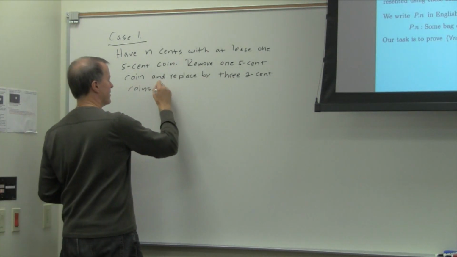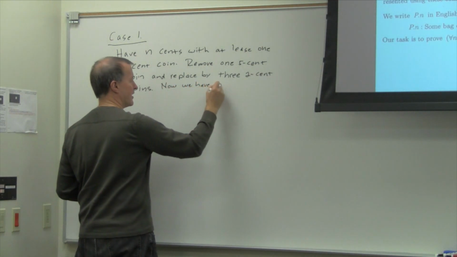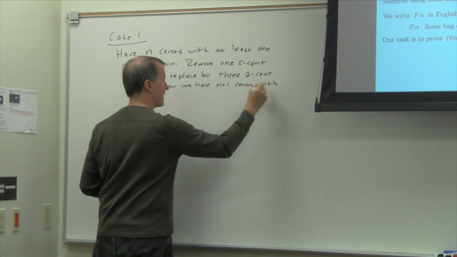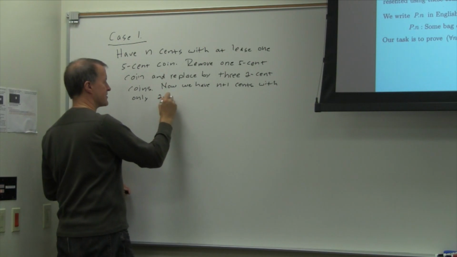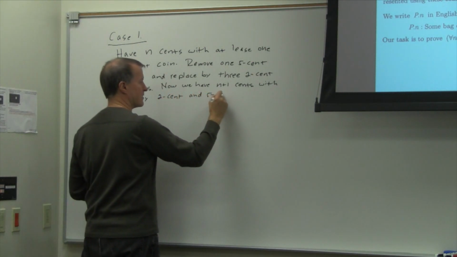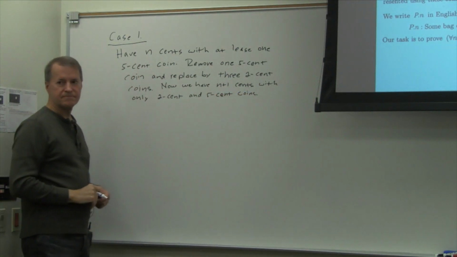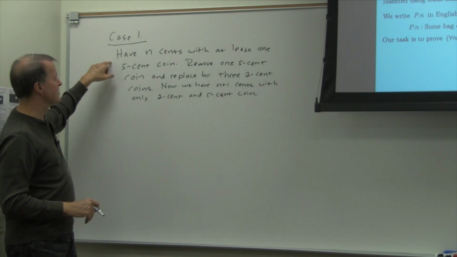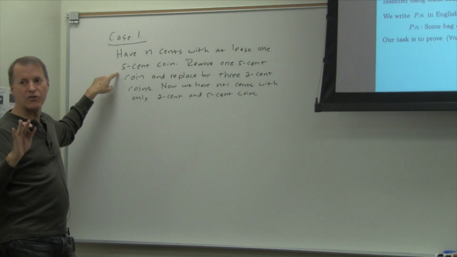Right. So now we have n plus 1 cents with only 2-cent and 5-cent coins. All right? So that's our reasoning. Well, if case 1 is we have n cents with at least 1 5-cent coin, what's the opposite of that? None. With no 5-cent coins.